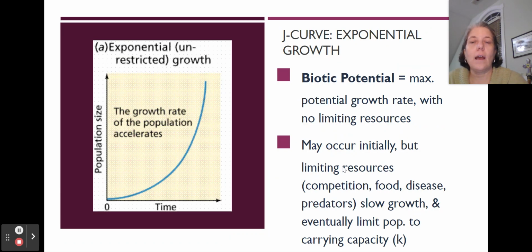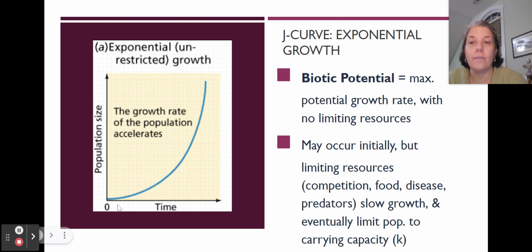Now let's take a look at two different ways that populations grow. The first growth curve is called the exponential growth curve. Please draw this in your notes. You can name it the J curve or the exponential growth curve. This is how a population will grow when there are no limiting resources and nothing is holding it back whatsoever. Unrestricted growth. This is also known as biotic potential because it's the maximum potential growth rate. Nothing is holding this population back.